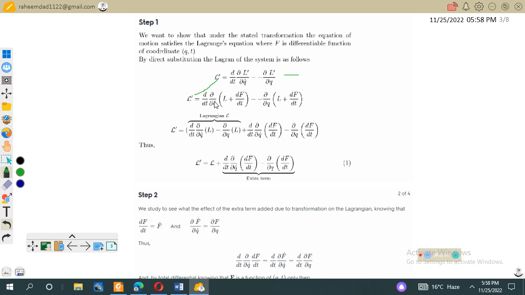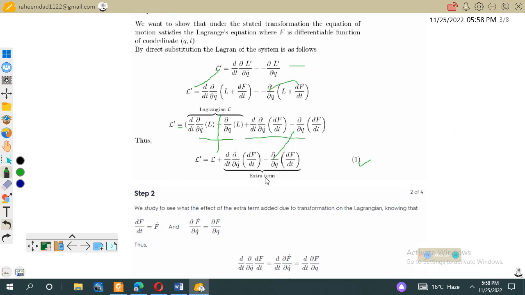Now we multiply these terms, collecting some terms together and other terms together. So L prime gives this whole term, which is the Lagrangian, and this term is the additional d over dt of partial q dot of df over dt, minus partial q of df over dt. This is termed equation number 1.